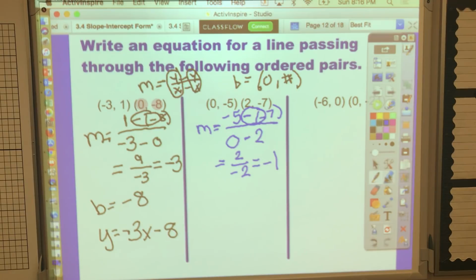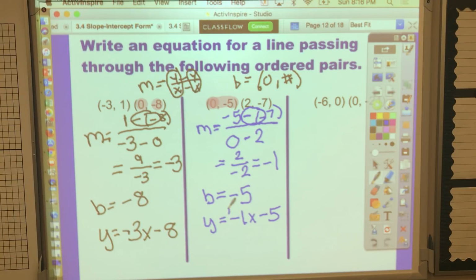Okay, our b term, we want to look at that ordered pair with a 0 for x, so right here is my ordered pair that tells me b, and shows me that b is negative 5. Okay, so my equation is y equals m, which is negative 1, x minus 5.